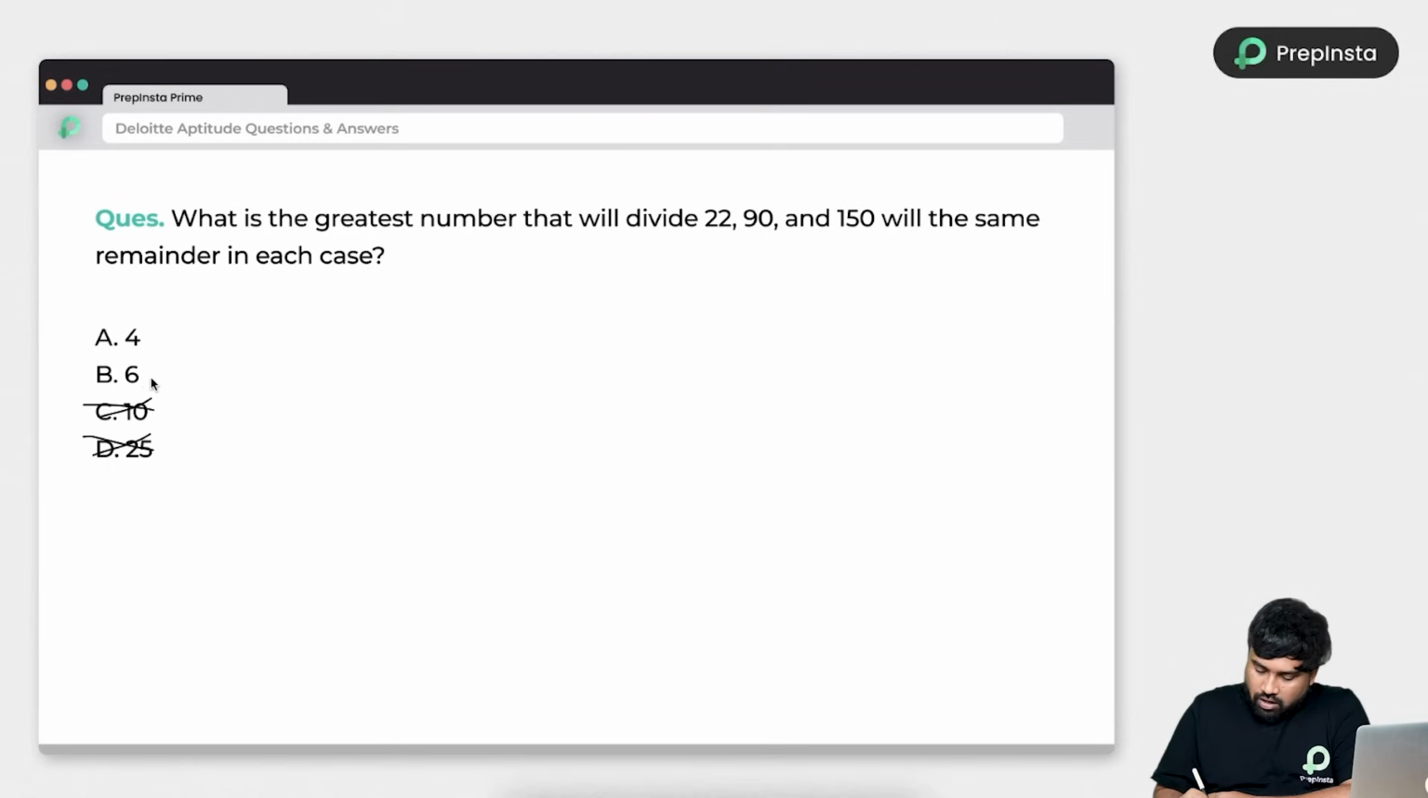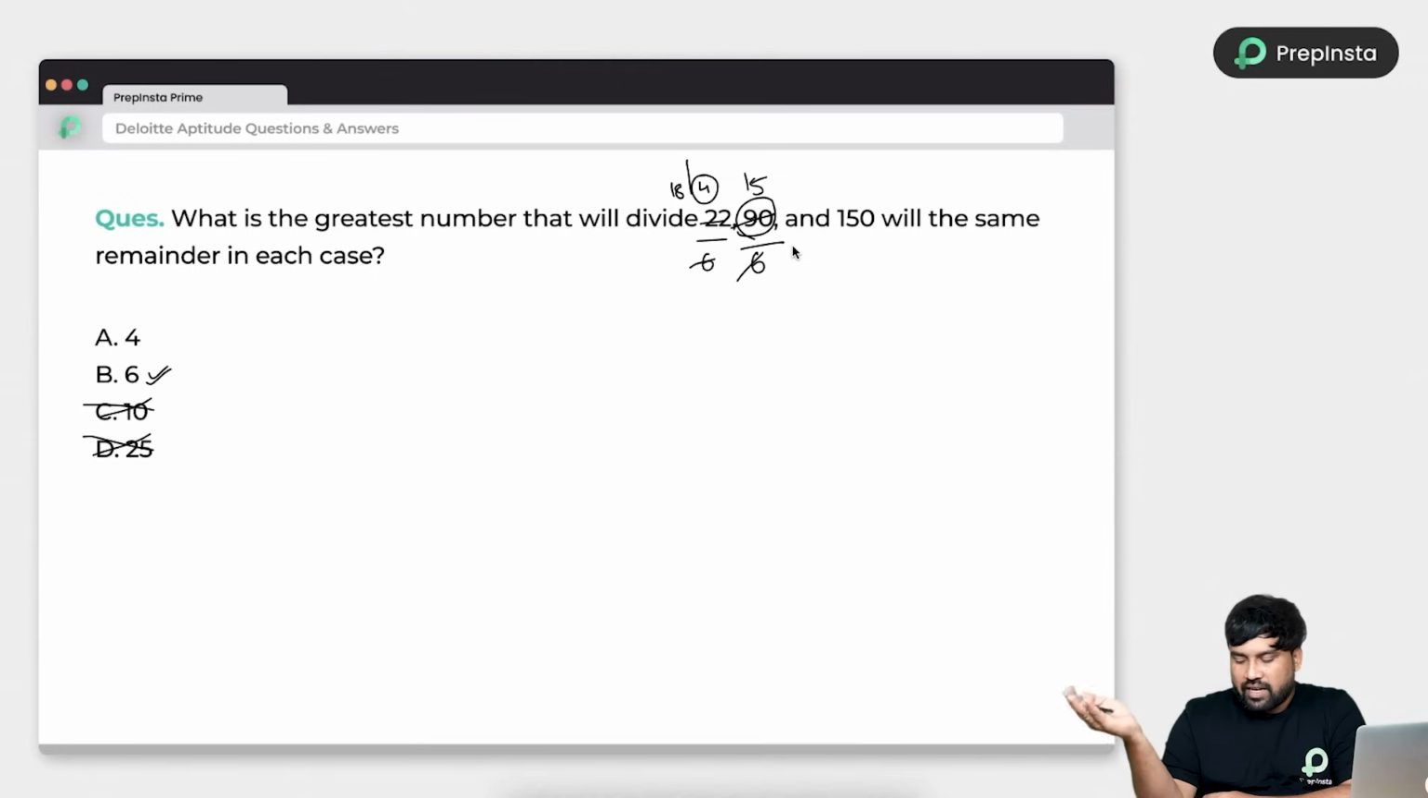Then whether option B is your answer or not, let's see. For example, if you divide by 6, it will cancel up to 18 and you will have a remainder of 4. But if you divide 90 by 6, it will exactly cancel 15 times, right? Why? Because 10 times is 60, remainder is 30. 30 means 5 times it will get cancelled. So there is no remainder, which is nothing but remainder is 0. So again, 6 cannot give the same remainder. So your answer also is not 6.